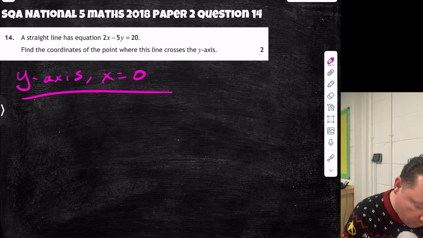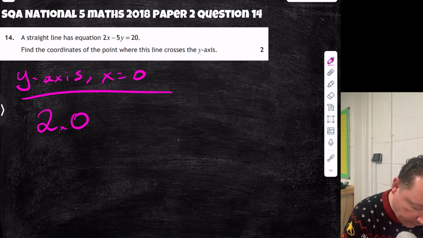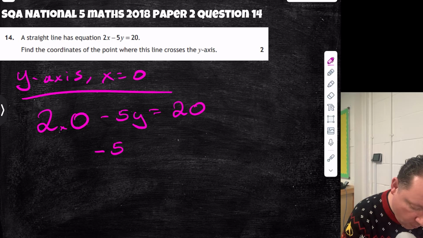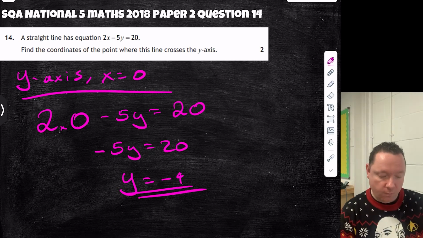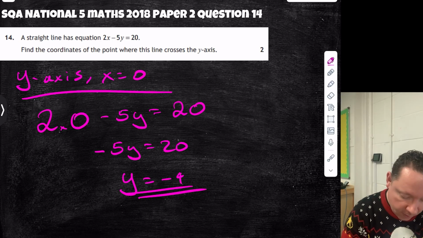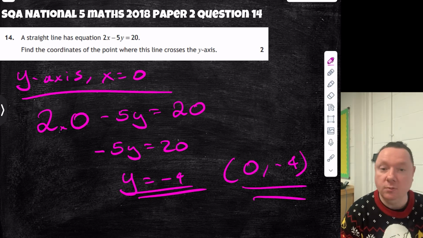When x equals 0, I've got 2 times 0 minus 5y equals 20. So that's minus 5y equals 20. Divided by minus 5, y is minus 4. So to put that as a coordinate, remember x and y, x is 0, y is minus 4, and I'm done there.